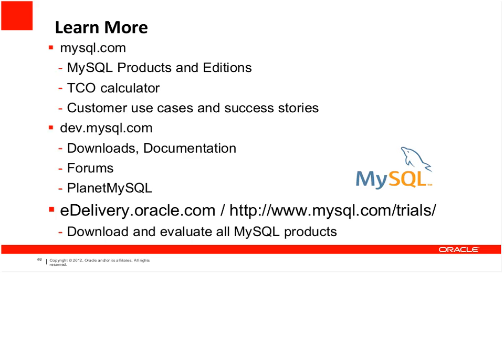So we covered the top 5 features with 5.6. We also talked about key tools, including auditing, authentication, backup, monitoring, thread pooling, and support.